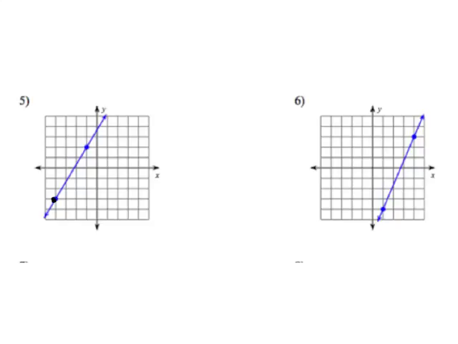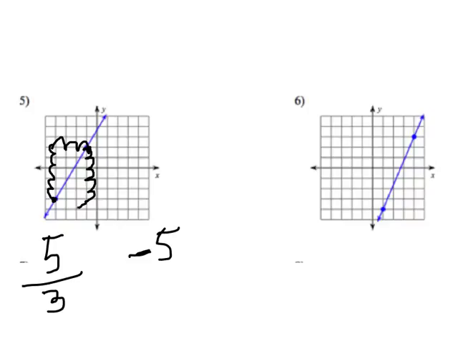This one, if you start at this point, you go up 1, 2, 3, 4, 5, so it's +5 over 1, 2, 3, +3. If you decide to start at the other point, you would have gotten 1, 2, 3, 4, 5, so -5 over, you're going to the left, so it's -3. These two are equivalent.